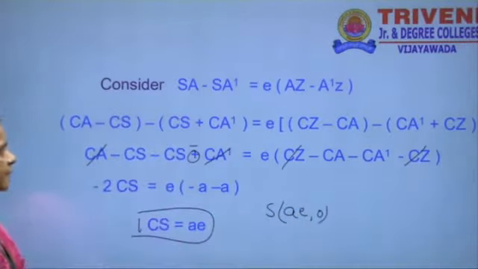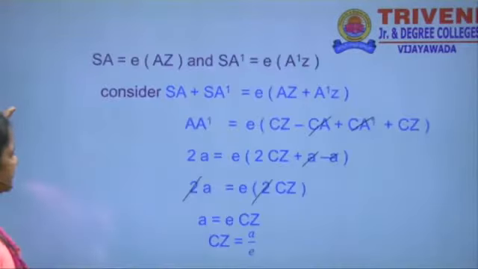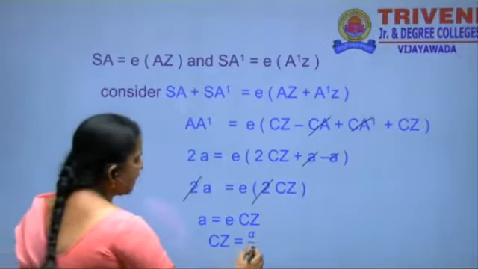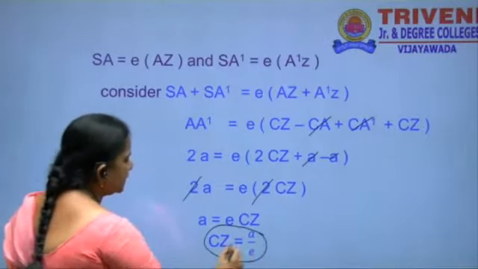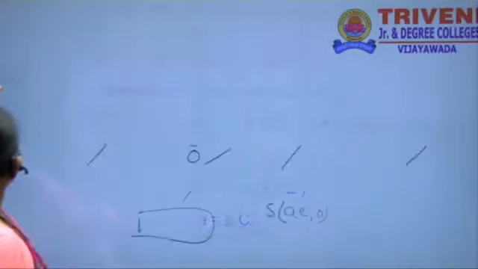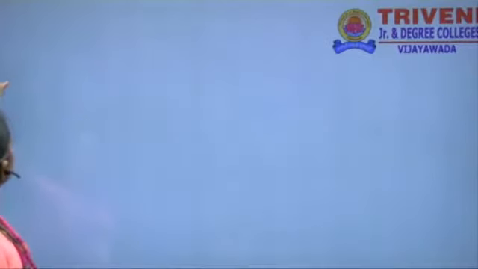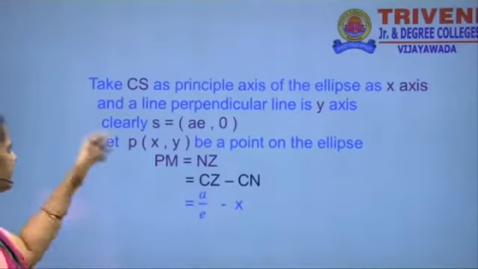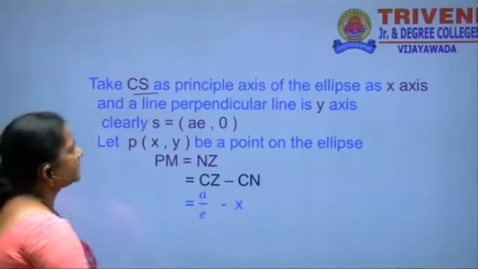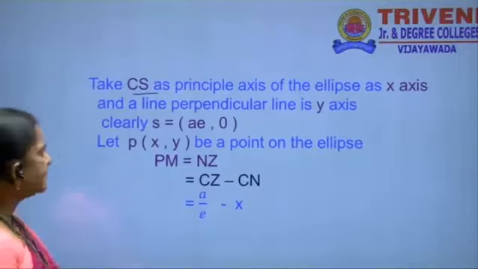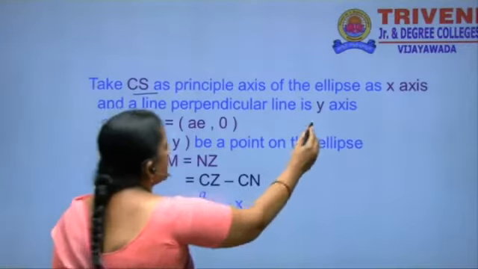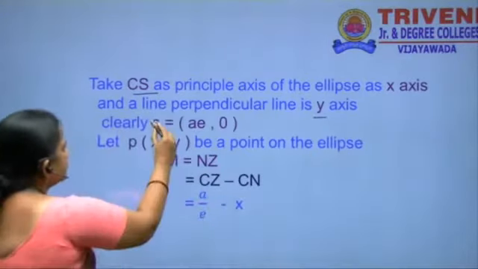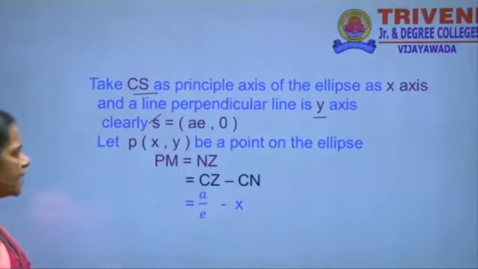We subtract both equations and we get the focus. We add both equations and we get the value CZ is a by E. Okay, and then CS is taken as the principal axis, that is the x-axis, and the line perpendicular to it is the y-axis. Focus S is equal to aE comma 0.